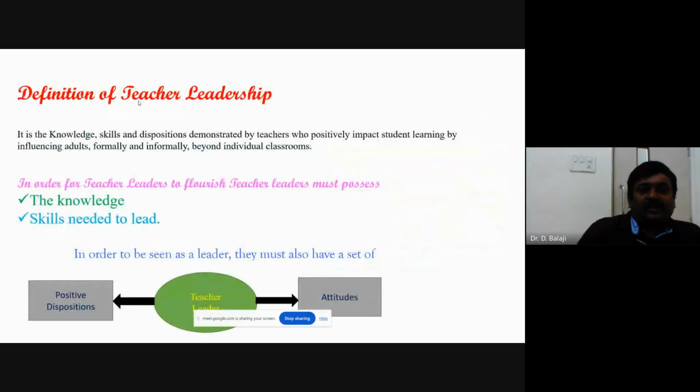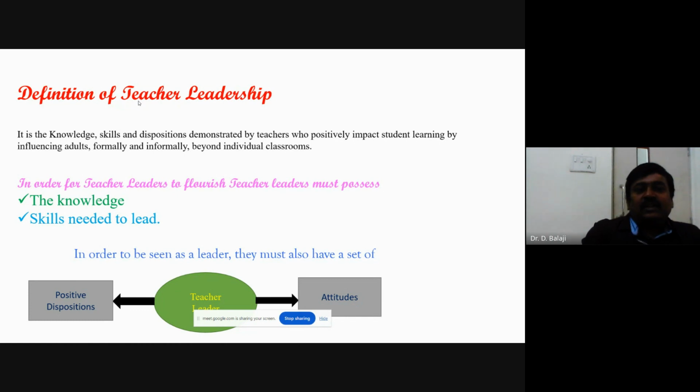Next, the definition of teacher leadership. It is the knowledge, skills, and dispositions demonstrated by teachers who positively impact student learning by influencing others formally and informally beyond individual classrooms. It is not the teacher's role to present only his ideas in the classroom. The teacher should inspire students beyond the class. Whatever he tells the students, the student should apply in practice. This should reflect among them, and they should become good individuals. Beyond individual classrooms, the knowledge you provide to your students should be helpful to them to think outside also.